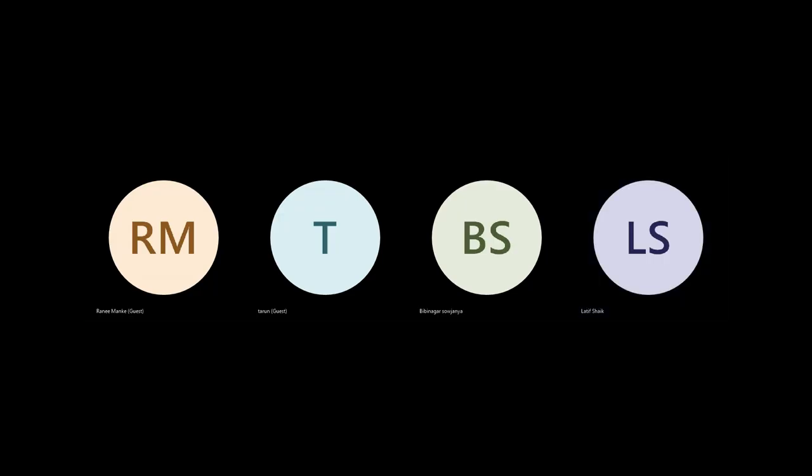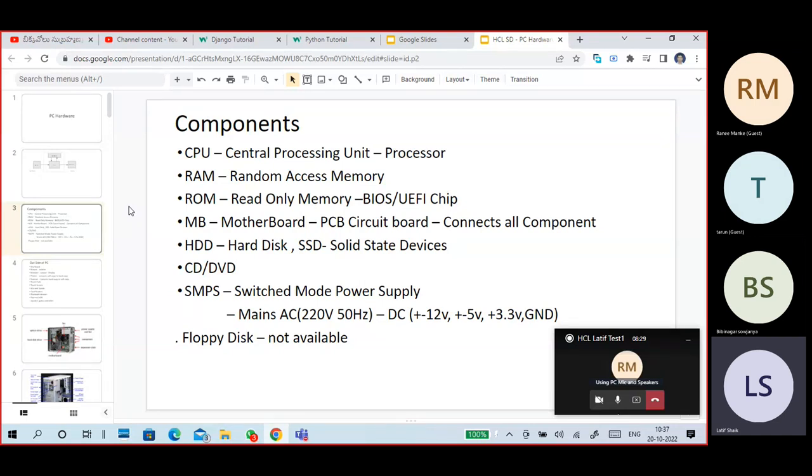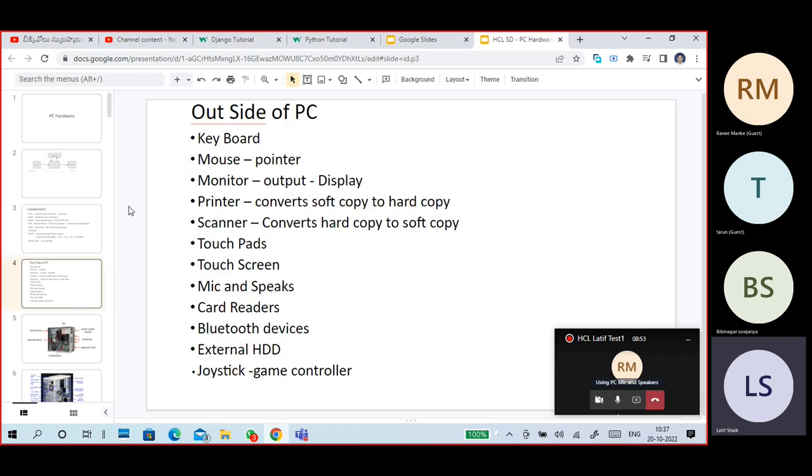So the components: CPU, RAM, ROM, motherboard, hard disk or SSDs. Different types of SSDs are also there, guys. Check it. Okay, we will discuss that one. CD, DVD kind of stuff. Of course, we are not discussing that point. Okay, so we will see. That's one or two points about it, if possible. SMPS, and of course, floppy disk is not there. So these are other devices.